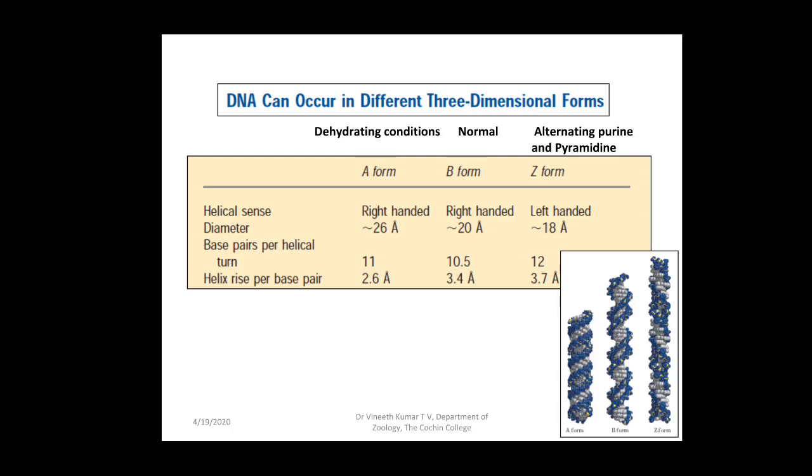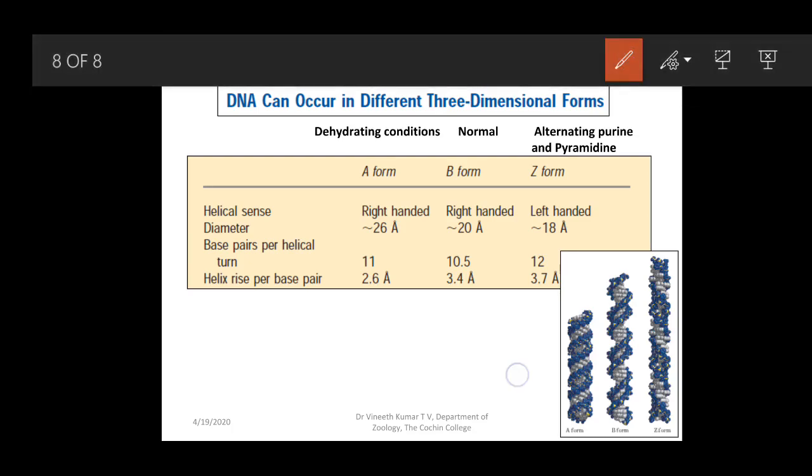A-form DNA usually is seen when the DNA is present in dehydrating conditions, when water is less in the solution. You can see the structural difference in the diagram which is shown. When it is in the dehydrating condition, the length decreases. You can see the handedness is always right-handed; B form is also right-handed. The diameter was 2 nanometer, as we said earlier, or 20 angstrom. But here, when the DNA molecule shrinks, its diameter increases to 26 angstrom.